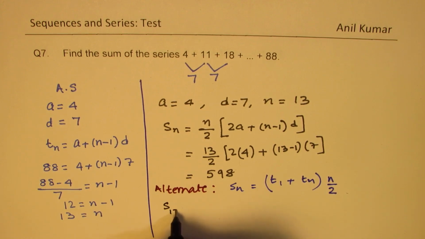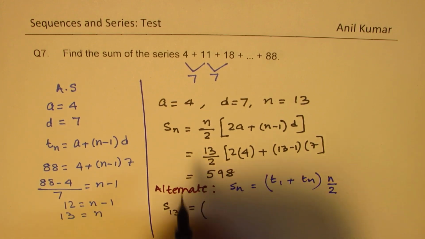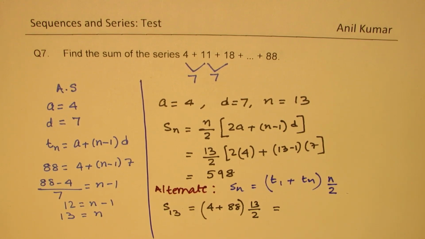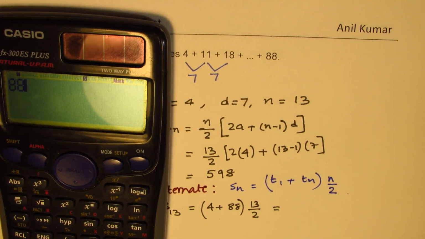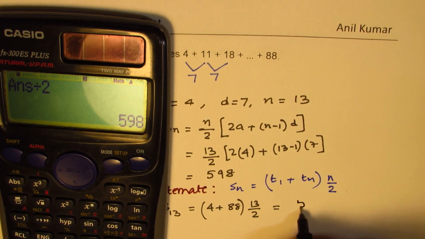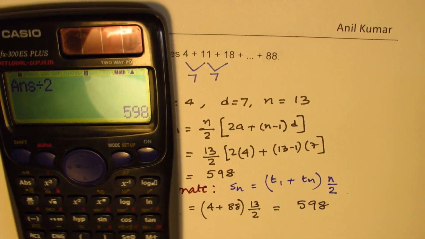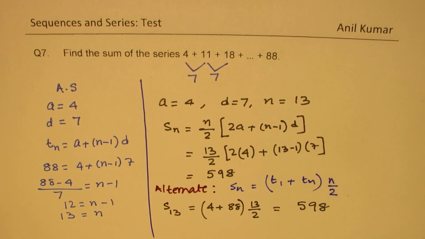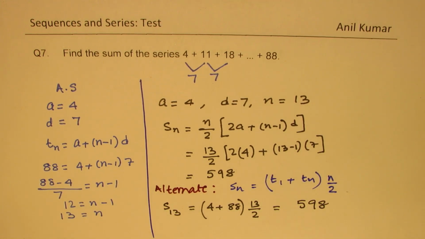So we have the sum of 13 terms, in this case, equal to the first term, 4, plus 88, right, times n, which is 13, over 2, correct? And let's figure this out. So 88 plus 4, times 13, divided by 2 is equal to 598, right? So the other formula is pretty good when you're given the first and the last term. So I hope that makes sense. Let's move on and take the next question now.